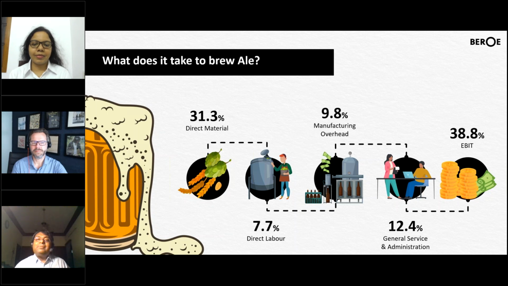So Robert, every time we drink a glass of beer in Amsterdam, we pay roughly 40% as EBIT to the producer. That's a net profit straight, and the manufacturing overhead is just 10%. Administrative cost is about 12%, and direct materials, which we think is perhaps the biggest cost component in a glass of beer, accounts for just 30%. So roughly 40% goes as profit to the producer.